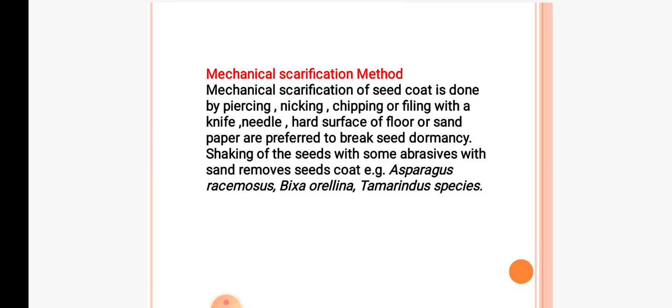For example, Asparagus racemosus, Bixa orellana, Tamarindus species. In these plants, seeds have a hard seed coat and it is removed by the mechanical scarification method.